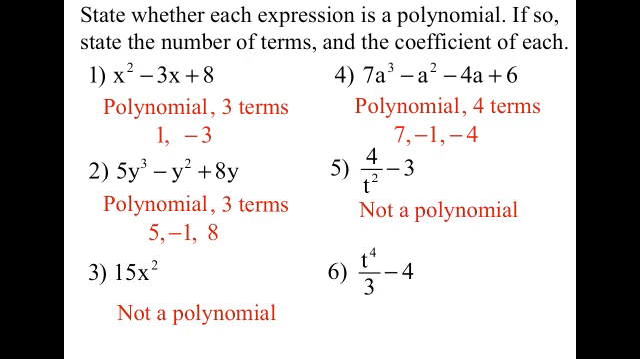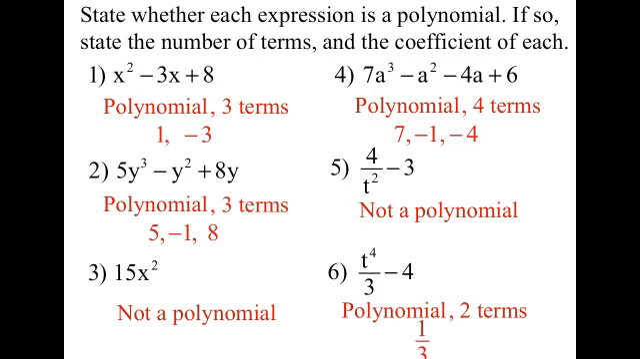Number 5 is not a polynomial because I'm going to have to get back to that. When the exponent's in the denominator, the variable term is in the denominator. I can't explain why, but if it's in the numerator, it is, and the coefficient becomes 1/3. 2 terms, and it's 1/3 is the coefficient. Just check your work. Alright, now moving on.